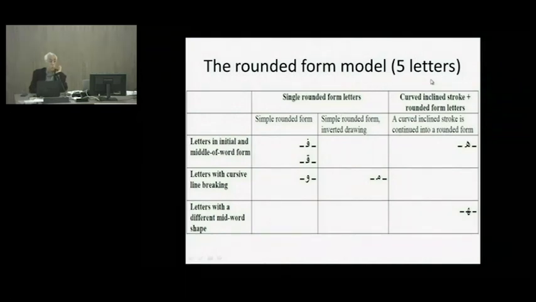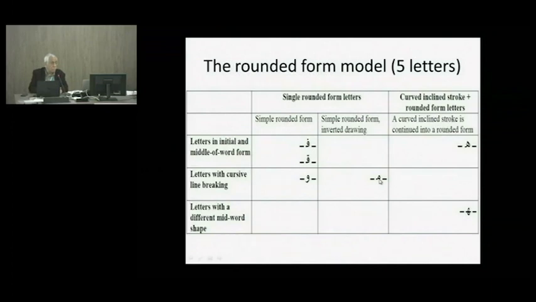Then the rounded form model, 5 letters. I have to go fast because otherwise we could spend a lot of time on every single letter. So the rounded form would be the waw, which breaks the line. The fa and the qaf do not break the line, but the fa is with one dot above and the qaf with two dots above. In Maghrebi writing, there's a difference, but well.